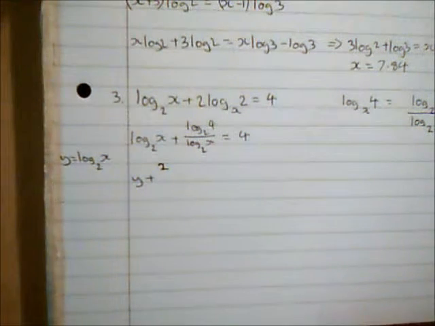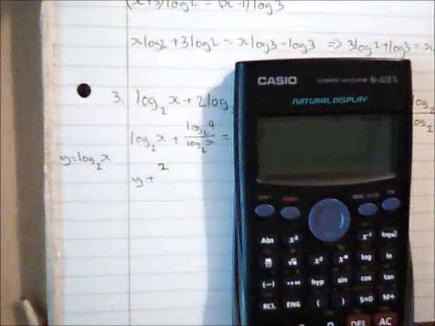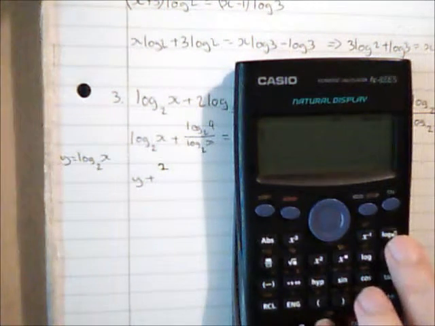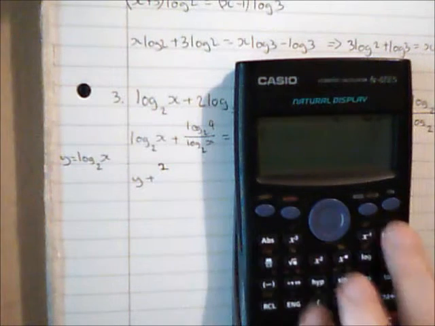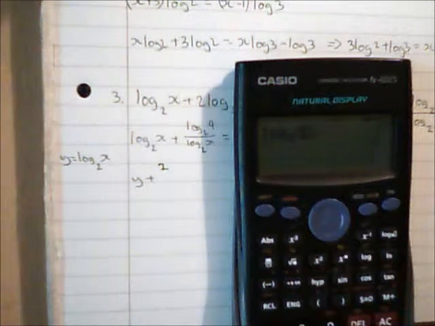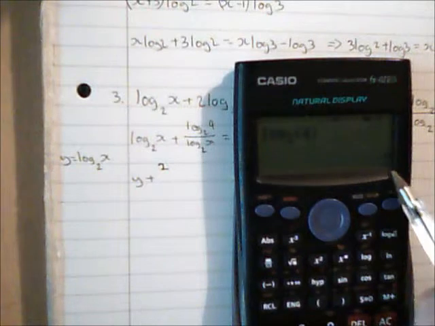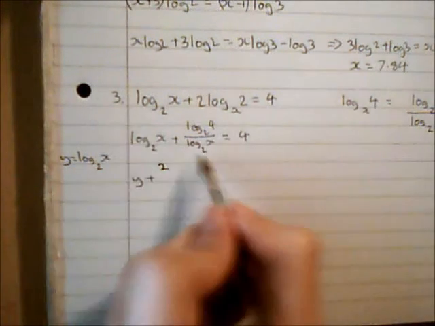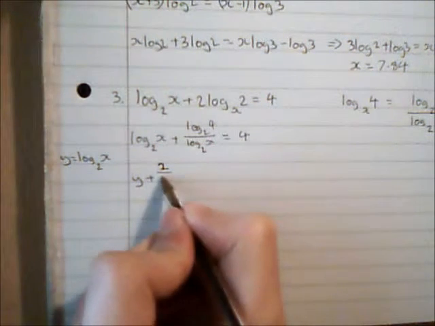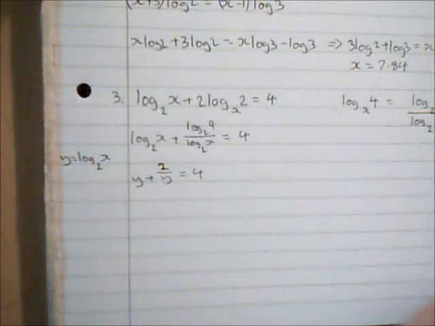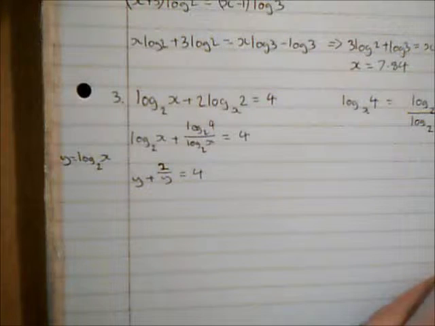And I can always evaluate that on my calculator. Let's do that just to show how to do that. So I can use this log button up here if I want to input the base. So log to the base 2 of 4. I can see that is just a value here of 2. Log to the base 2 of x, I've said let be equal to y. So I've got y plus 2 over y equals 4.